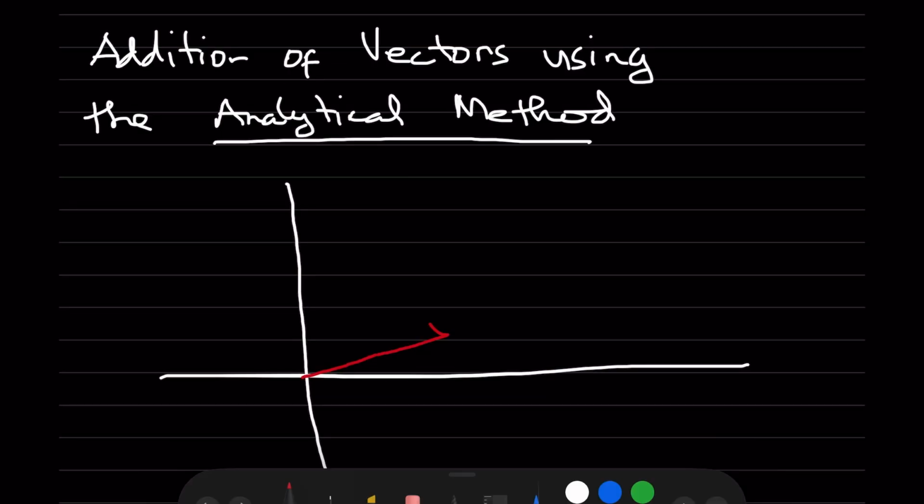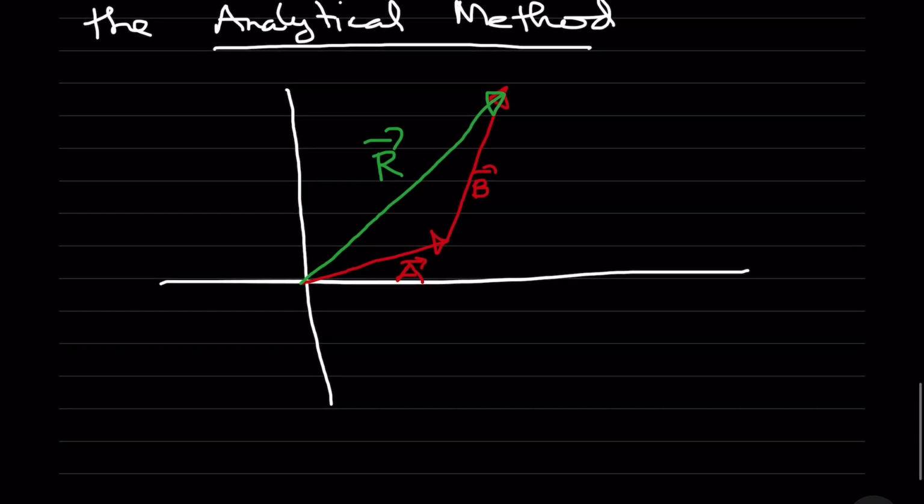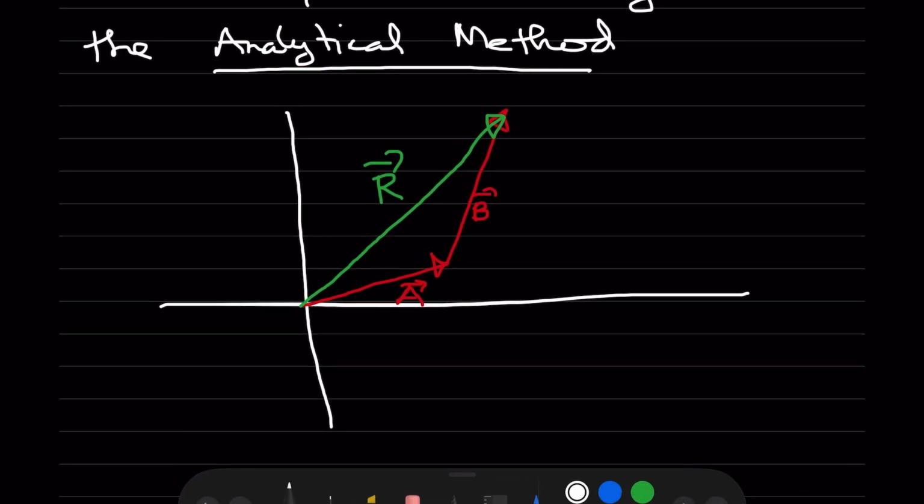Suppose we want to add two vectors, A and B. This is vector A, and I plot here the next vector, vector B. Recall from the polygon method that we can connect them head to tail, just like what I've shown in this figure, and the resultant vector can be constructed by connecting the origin and the head of the last vector.